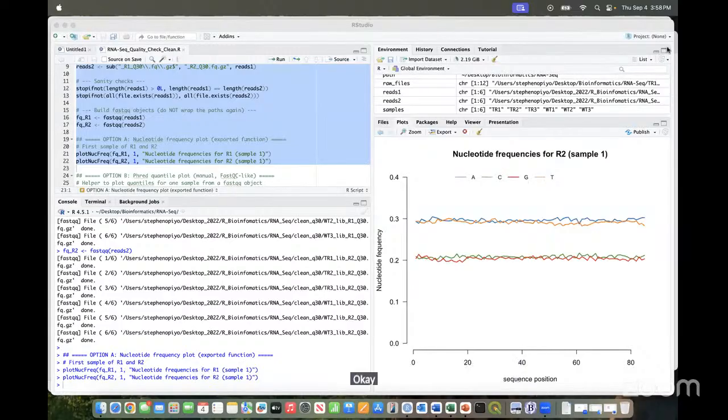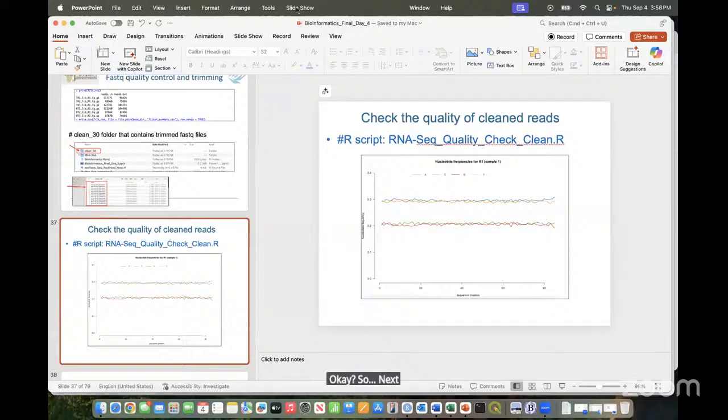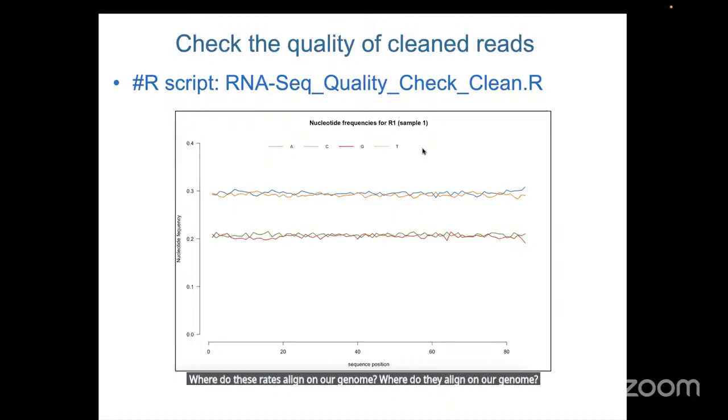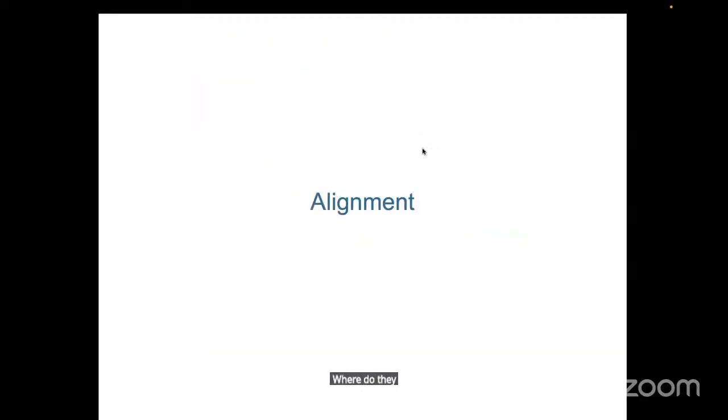Okay. So next, after cleaning your sequence, we now want to know where these reads align on our genome. Where do they align on our genome? And that's where we're going to use the yeast genome in FASTA format. So that's where the alignment comes in.